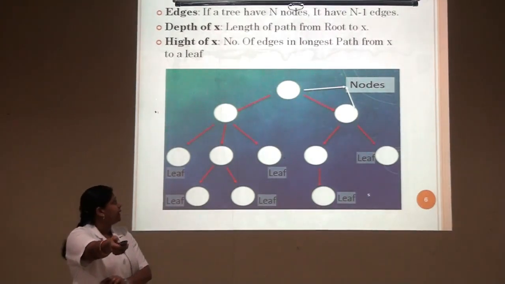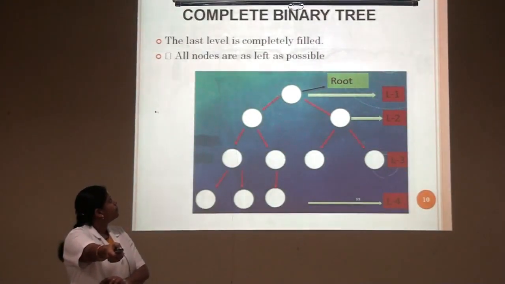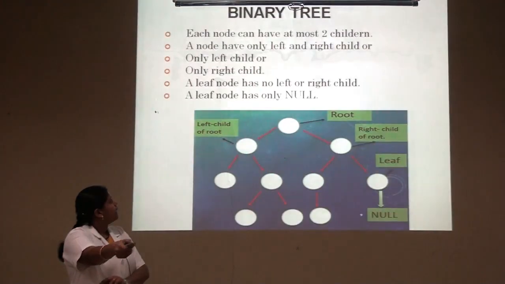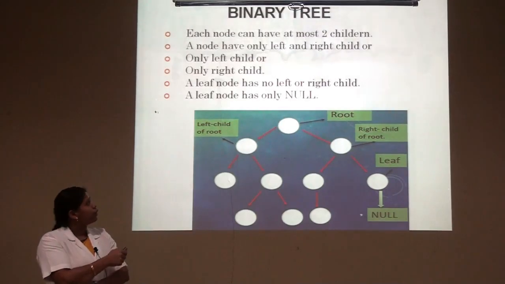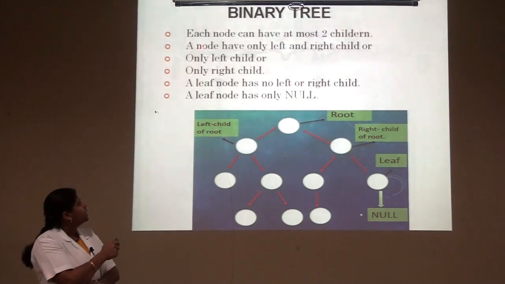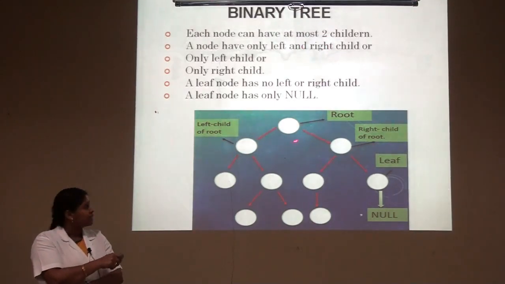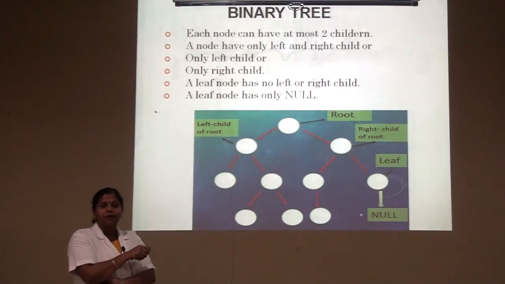But when you go for a binary tree structure, in this tree structure all the nodes can have at most a maximum of 2 children only. What are the possibilities of a binary tree? A node can have at most 2 children: only a left or right child, or both children can be available, or only one child is available, or no child is available. These are the possibilities to form a binary tree. At the maximum, a node can have only 2 children.